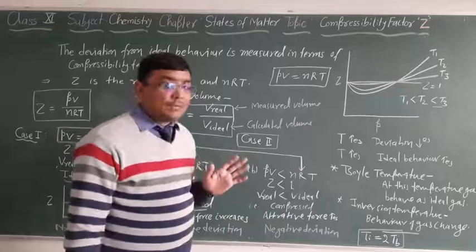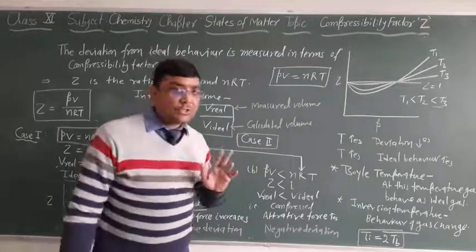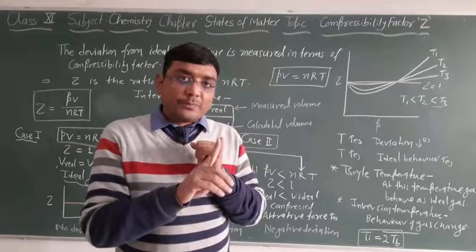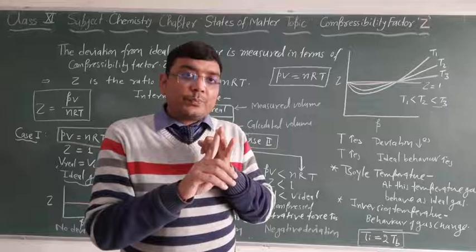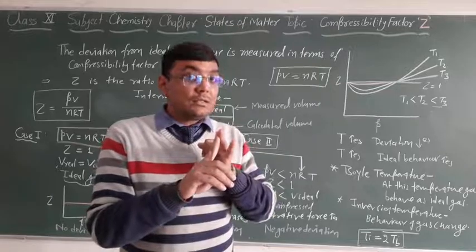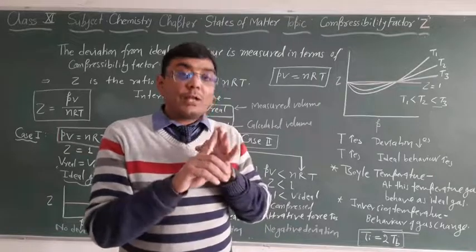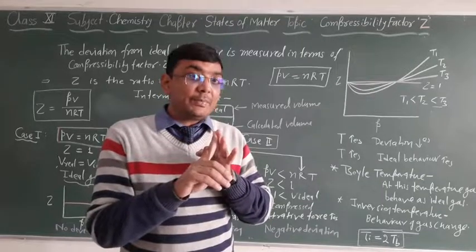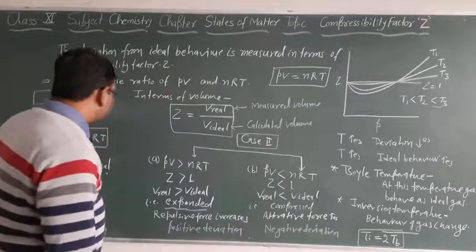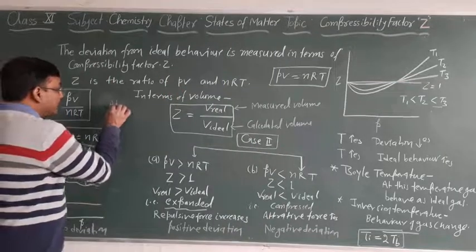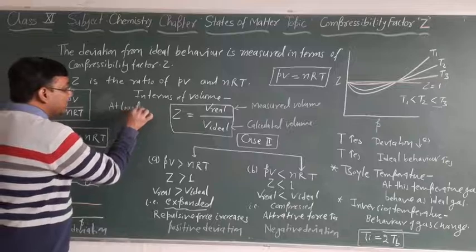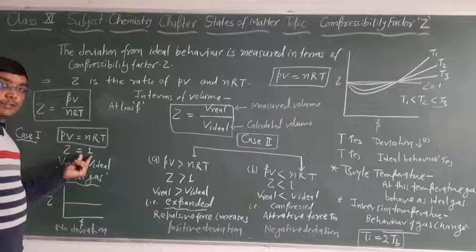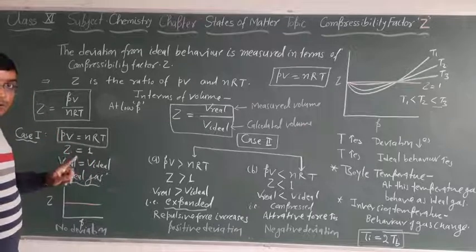So today I have explained the compressibility factor Z. The Z value is greater than 1 at high pressure. Z value is equal to 1 at low pressure. Z value is less than 1 at moderate or intermediate pressure. For gas at low pressure, Z is equal to 1, means the gas shows ideal behavior.